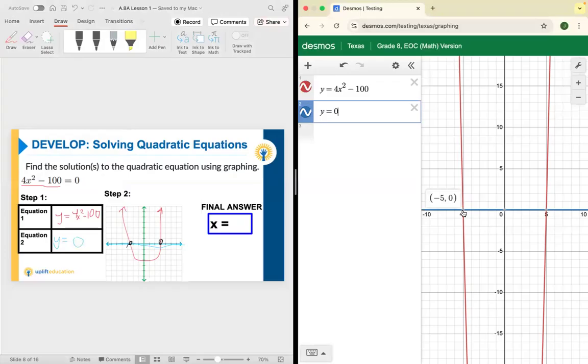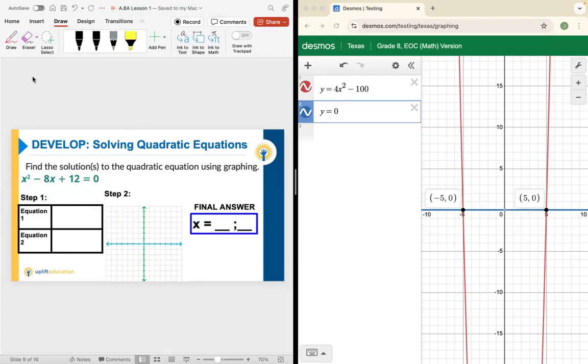And as you can see, these gray dots, they really help us out here with our decimals. So as I can see, my two solutions for this equation are -5 and +5. So I'm going to put x equals -5, and I'm going to write x equals again +5. And those are my two solutions for this problem. I am done. Let's look at another example.